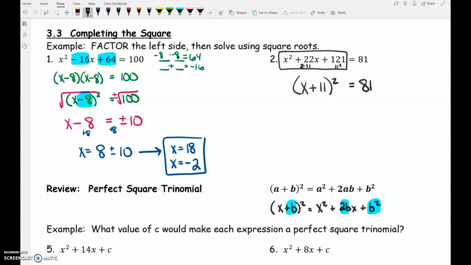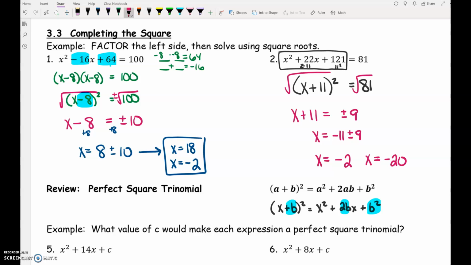The first part of your assignment today is just like this, where the left side already is a perfect square trinomial. The right side you'll just ignore until you have factored the perfect square trinomial. Square root both sides. The square root of 81 is plus or minus 9. So negative 11 plus or minus 9. That means our solutions are negative 11 plus 9 is negative 2. Negative 11 minus 9, negative 20.